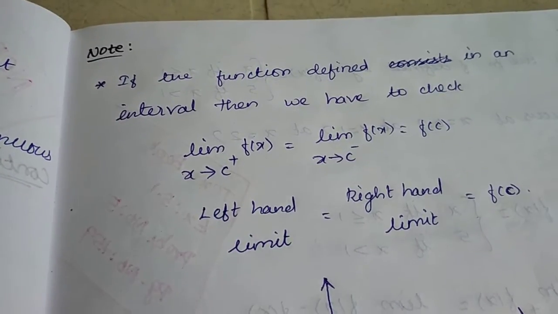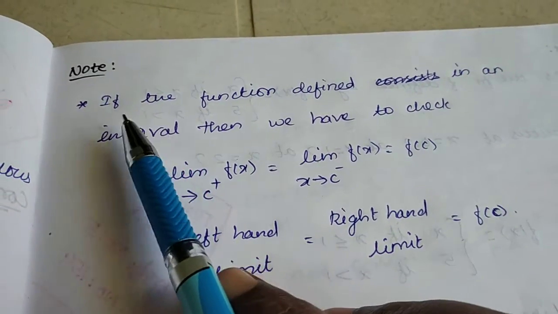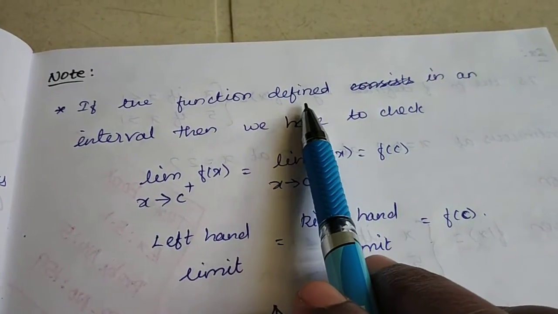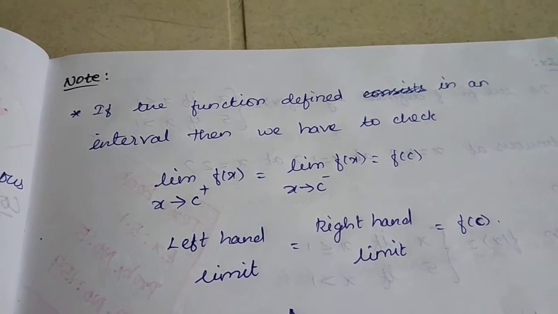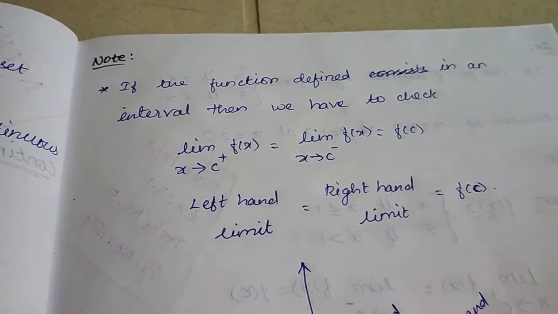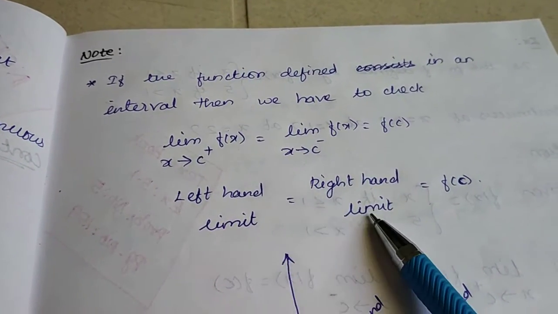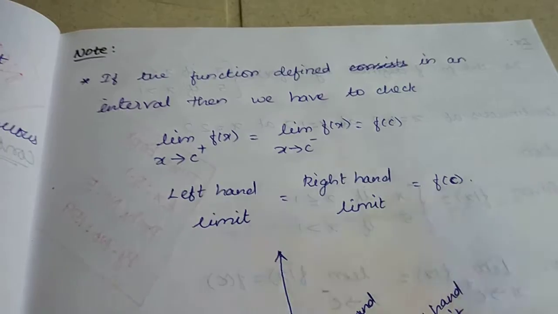Then one more point. Suppose the function is defined in an interval, then we have to check whether the left hand limit and right hand limit coincide with the value of f of c.